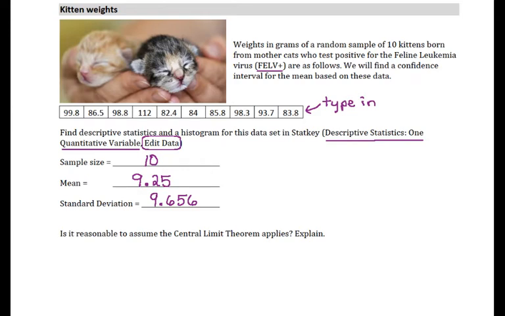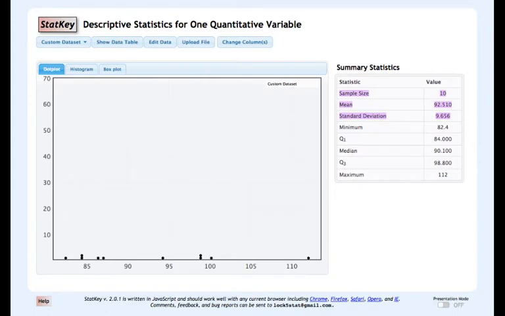Is it reasonable to assume that the central limit theorem applies? For that, I need to look at my sample size. My sample size is 10. If my sample size were at least 30, I could say yes here without really looking further, but it's less than 30, so I have to look at the shape of the distribution.